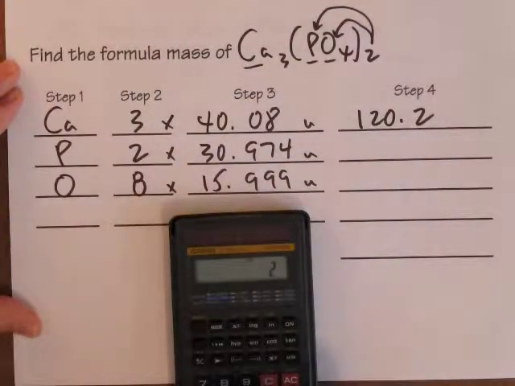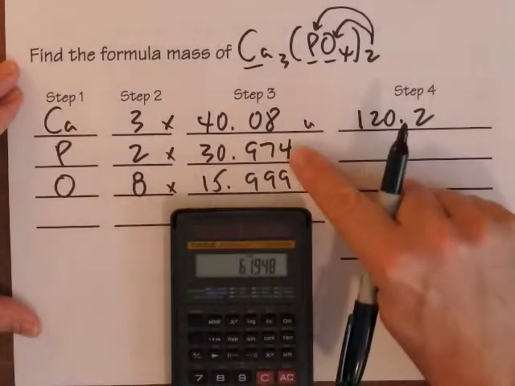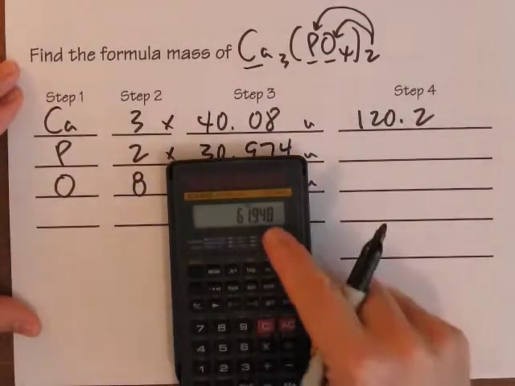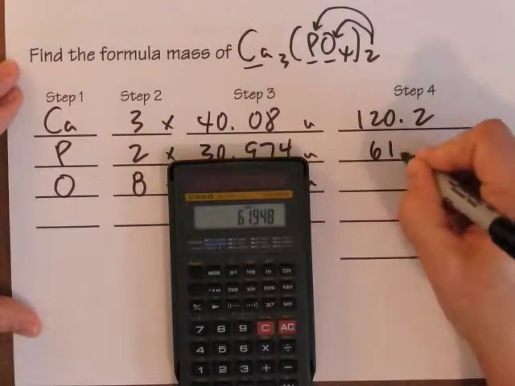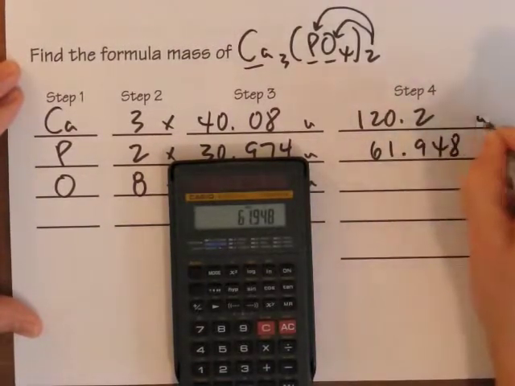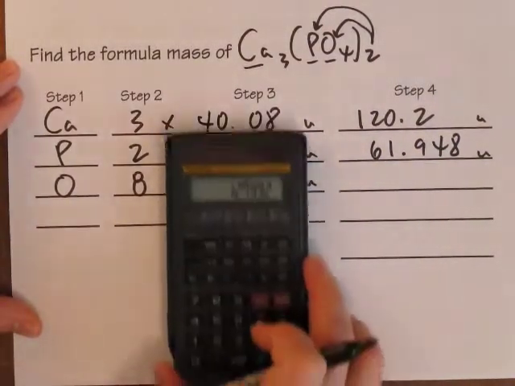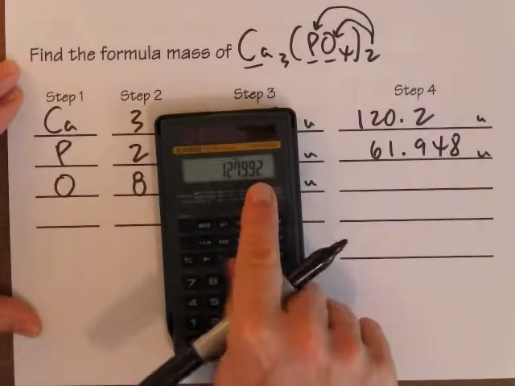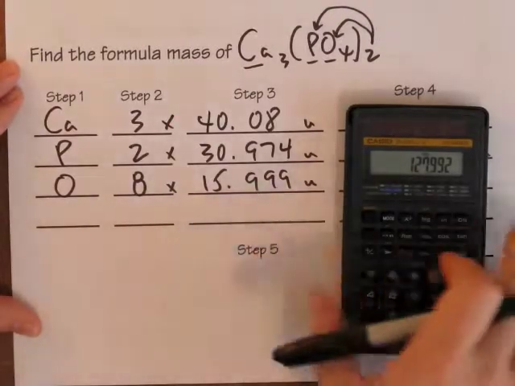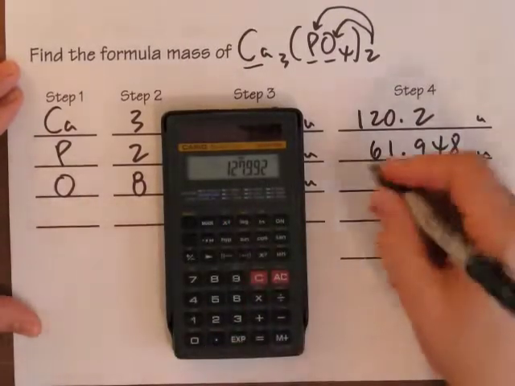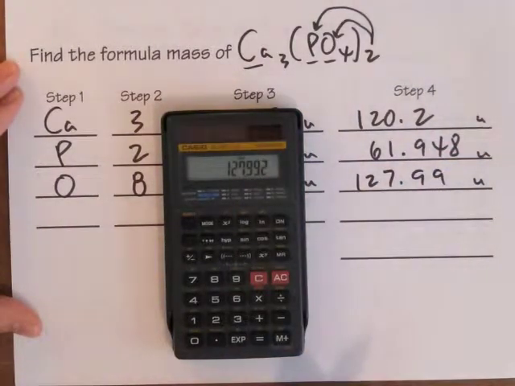Then the next one, I'll say 2 times 30.974. And since I have 5 significant figures in this measured quantity, and the calculator gives me 5 significant figures in the answer, I'll keep all 5 of those significant figures, 61.948 units. And then the last one, 8 times 15.999. Calculator gives me 6 significant figures in the answer, but since this measured quantity has only 5, I'll keep 5 for my answer. So I'll keep 127.99, 127.99 units. Now I'll add them all up.